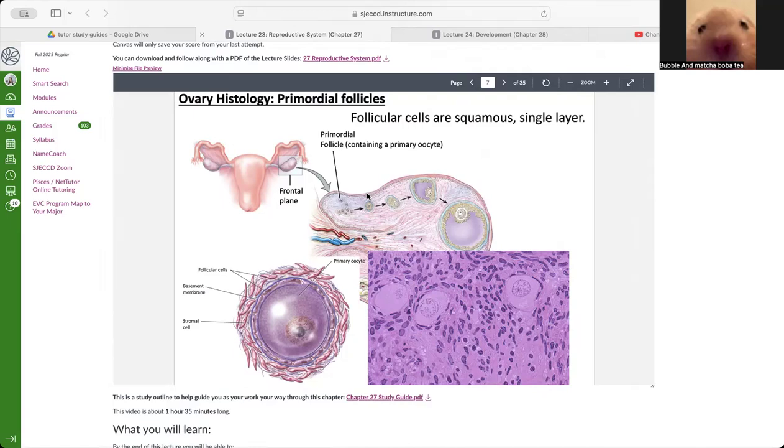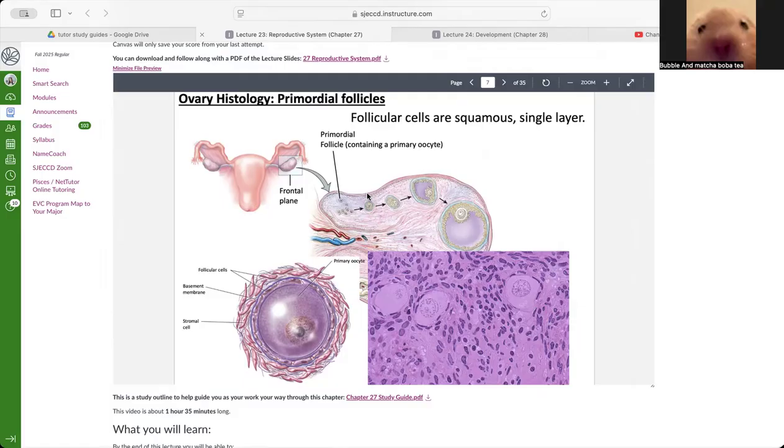Every month, while one of them is maturing to ovulation, many more are dying off. Only 400 primordial follicles get to be ovulated, and so she has 400 eggs. So after puberty, every month, FSH and LH stimulate the maturation of primordial follicles into primary follicles.